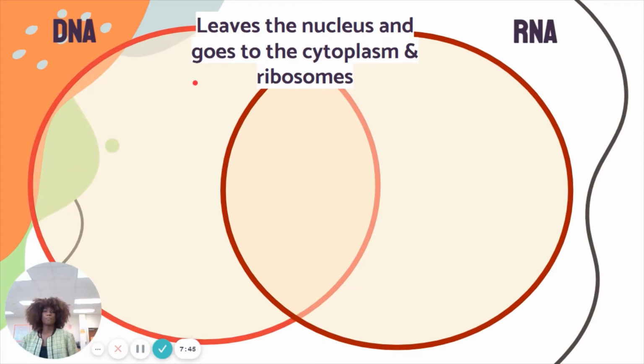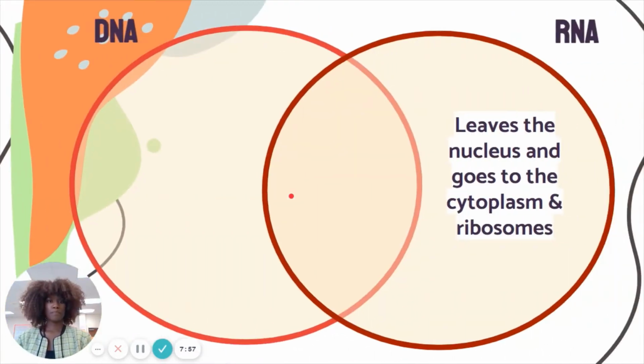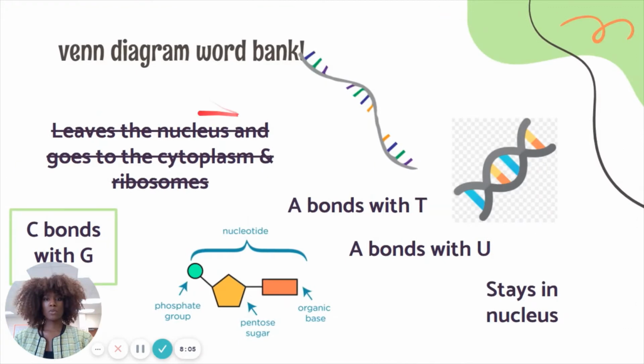So DNA or RNA leaves the nucleus and goes to the cytoplasm and ribosomes. Will that apply to DNA only, RNA only, or to both? Going to be RNA only. RNA can leave the nucleus. DNA cannot leave the nucleus. Okay, so we're done with that one.